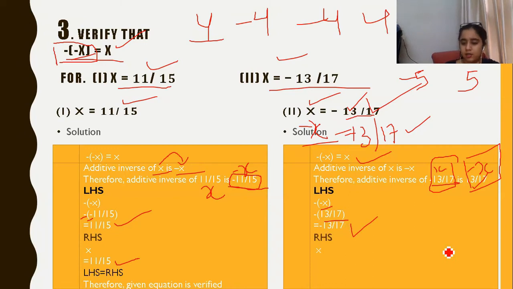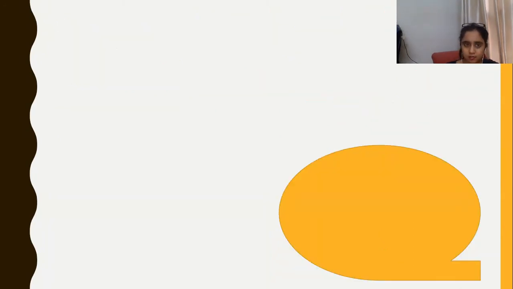Now I will do the right hand side. Right hand side is simply x, and the value of x that I have is minus 13 upon 17, that they have given me in the question. So I have just put in the value of x. Now left hand side is minus 13 upon 17, and right hand side is also minus 13 upon 17. So I will say that left hand side equals right hand side. Therefore the given equation is verified.